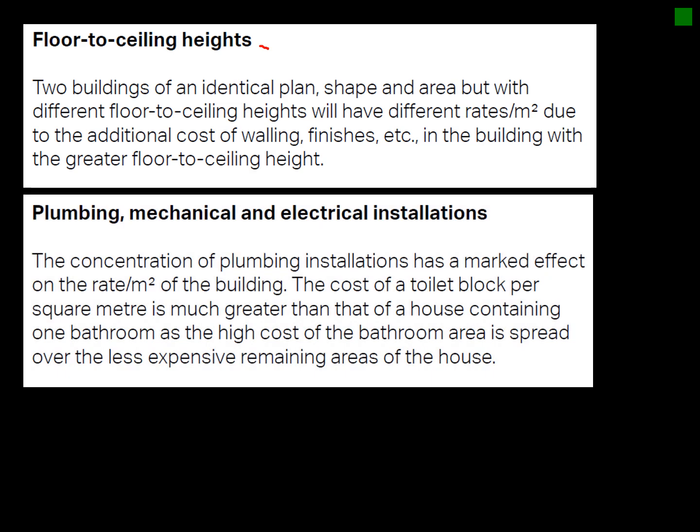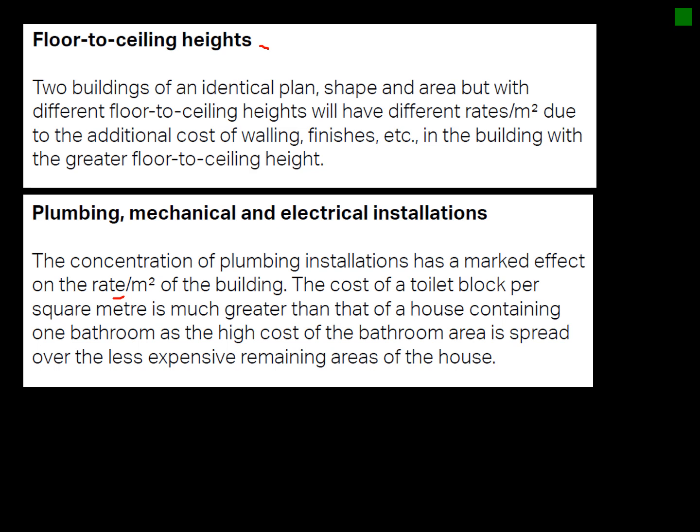And then your plumbing and mechanical electrical installations will have a big influence on your rate per square meter. So you need to have a look at that, and I think I've touched on it, whereas a toilet block installation will have a lot more technical plumbing installed, which will take the rate per square meter up.